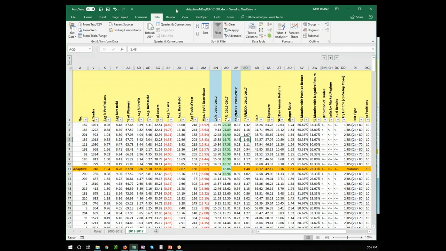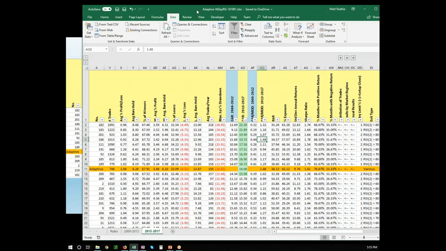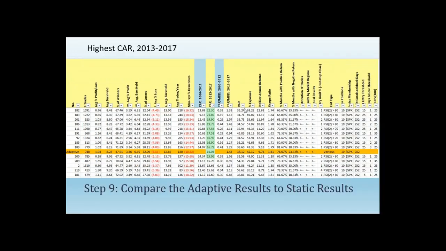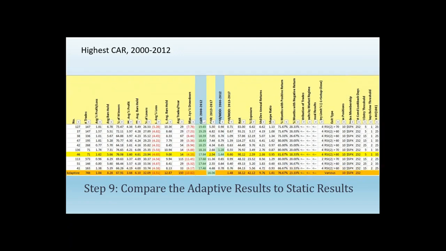All right, so back to our slides here. That's just a slide of the same Excel spreadsheet we were just looking at and how we would compare those.